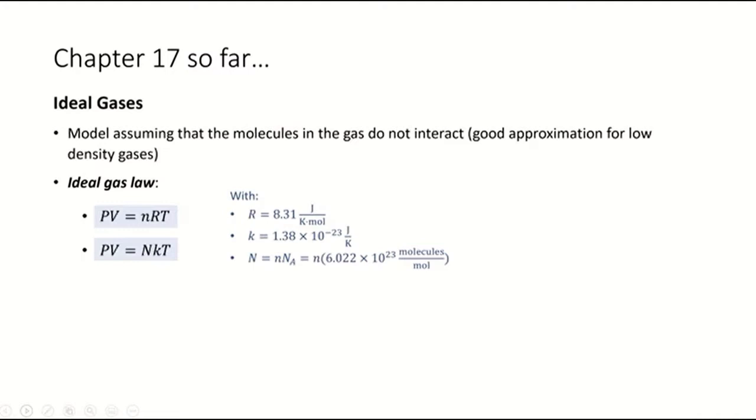It turns out that capital N, which is the number of molecules in your system, is related to little n, the number of moles in your system, through Avogadro's number. Specifically, capital N, the number of molecules, is equal to little n, the number of moles, multiplied by Avogadro's number, 6.022 times 10 to the 23rd molecules per mole.